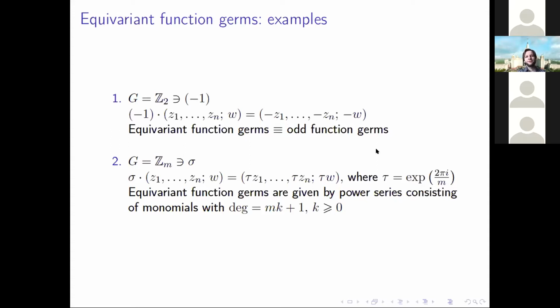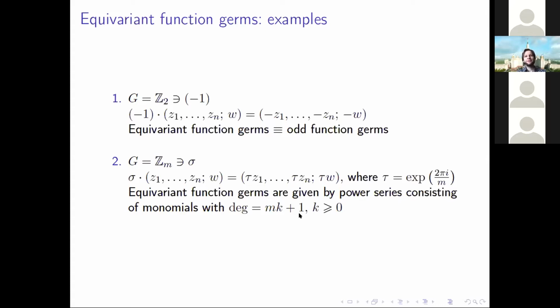And an obvious generalization of this example: if we take the cyclic group of n elements and its generator sigma multiplies all coordinates on the preimage and on the image by the same primitive nth order root of unity, then equivariant function germs would be given by certain power series in the neighborhood of the origin. And these power series would only include monomials with degrees having residue 1 modulo n. So, this is a generalization of the previous example.